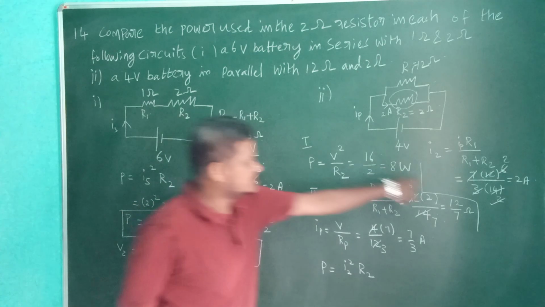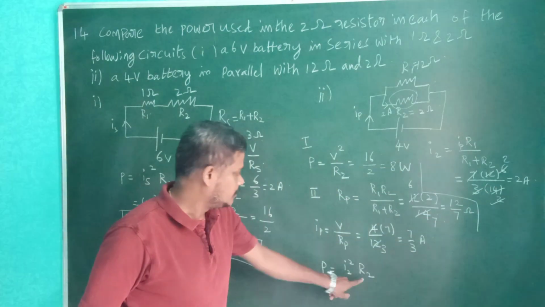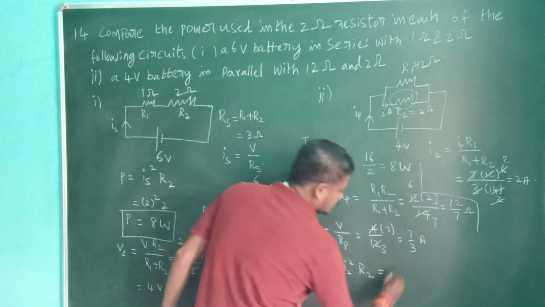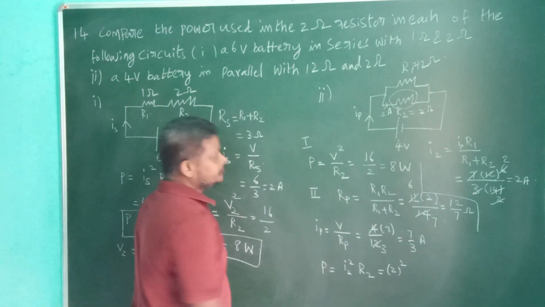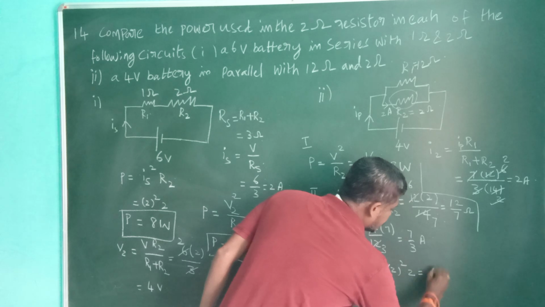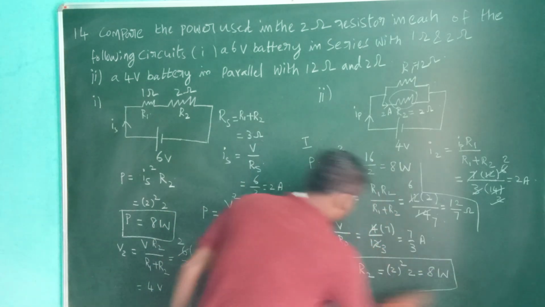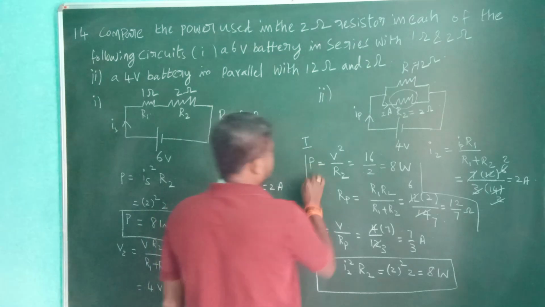Then substituting this 2 ampere and R2 in this equation, I2 square is 2 square, R2 is 2, that is 8 watt. Both the ways you get the same result.